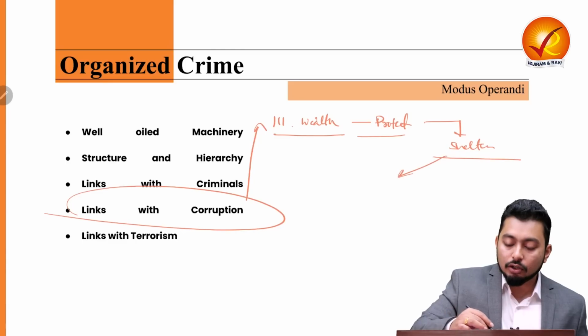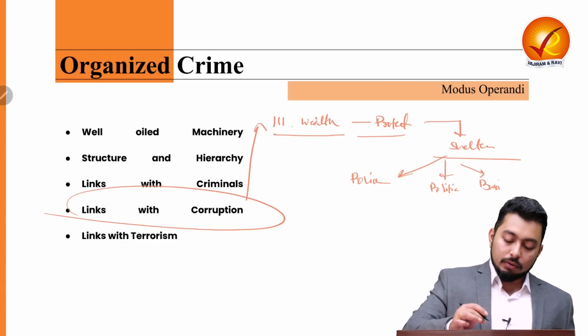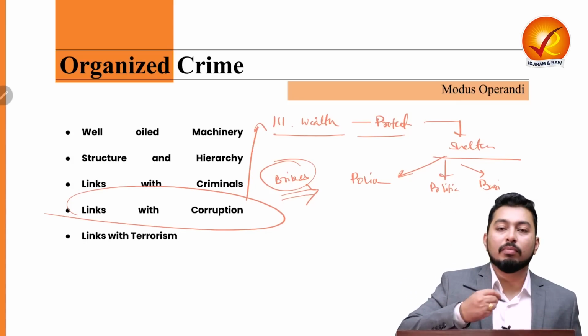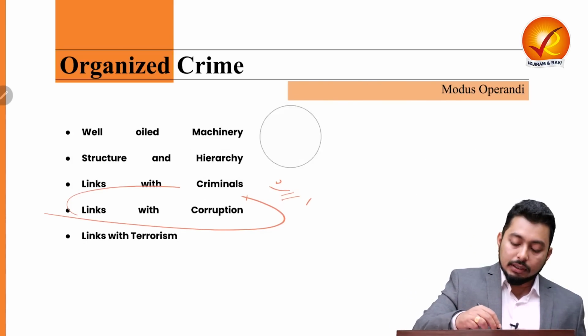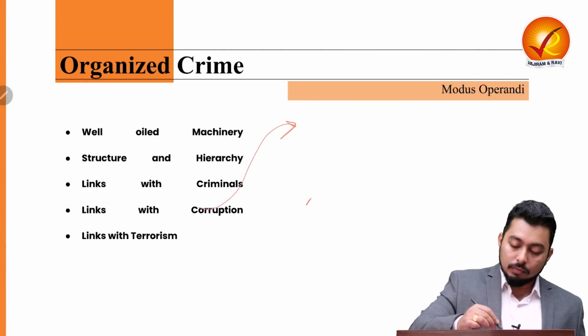Shelter from, let's say, police, politicians, or even businesses. And so I will in return give them bribes. I will bribe them so that there is no action on my gang, right? So these things are also linked directly to corruption in public life.